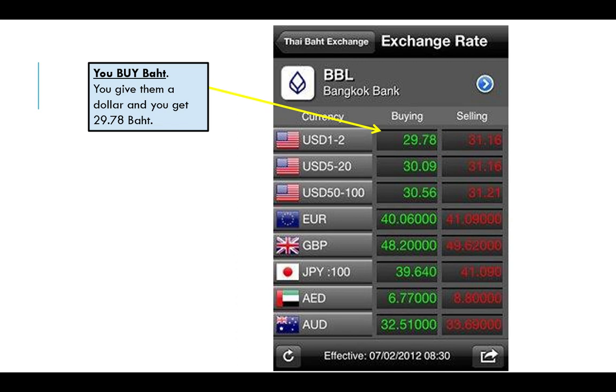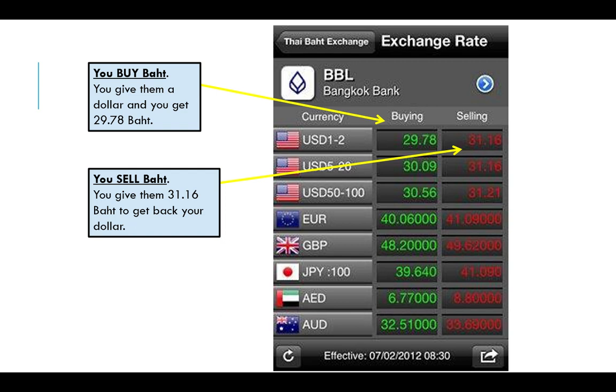All right, now middle column in green, it says buying, and then in red, selling. So that's the buy and the sell. So remember, the buying is when you're buying baht, you're giving them dollars. In this case, they're going to give you 29.78 baht. So you show up, you want to get baht, you're handing them your US dollars, they're going to give you 29.78 baht per dollar that you give them. And again, these may not be current exchange rates. This is actually 2012. I just grabbed a picture from the internet.